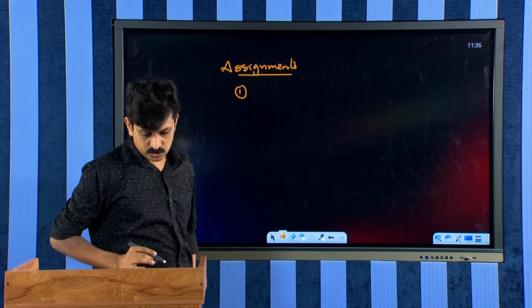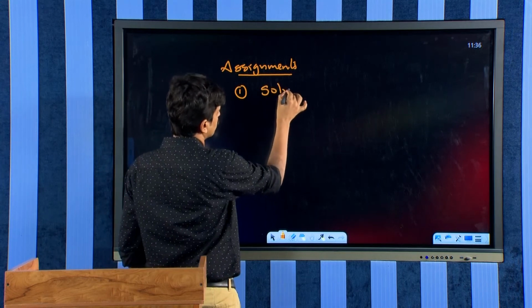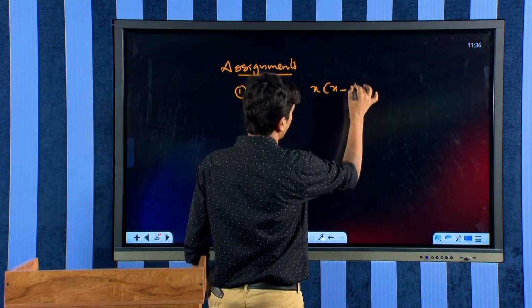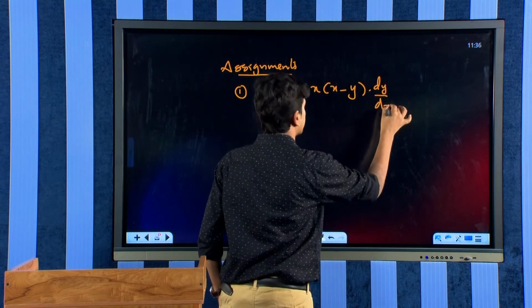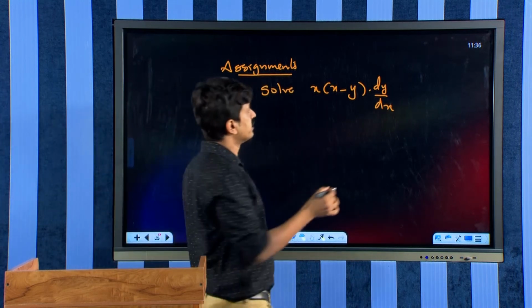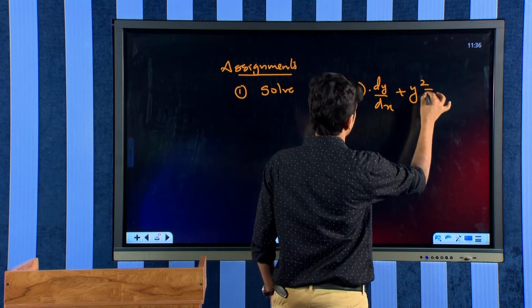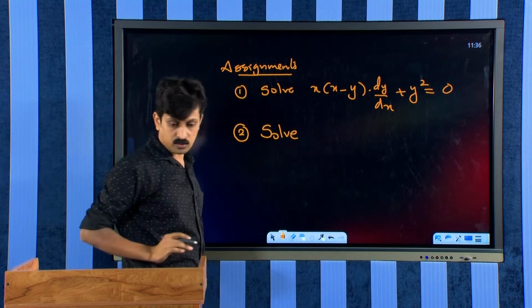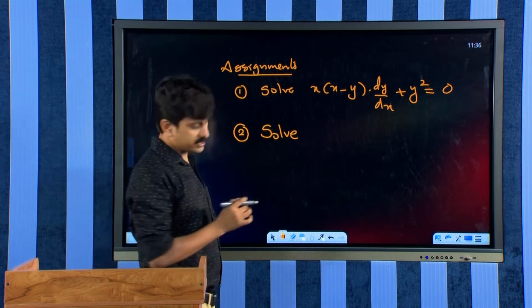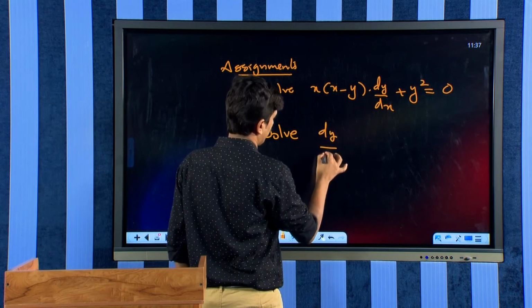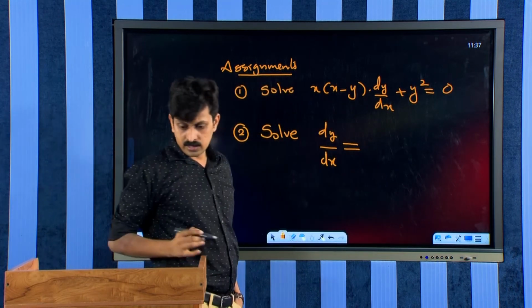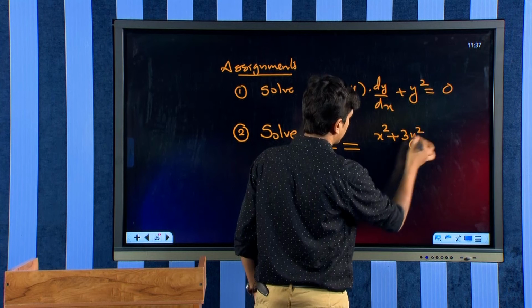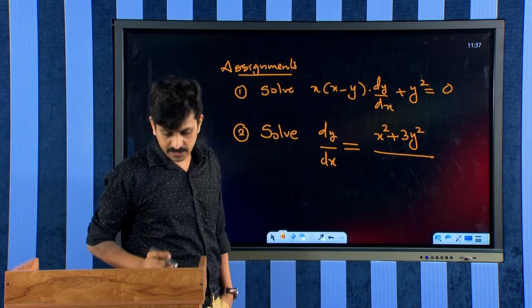The first one is solve x into (x minus y) dy by dx plus y square is equal to 0. The second one, solve dy by dx is equal to (x square plus 3y square) divided by (3x square plus y square).